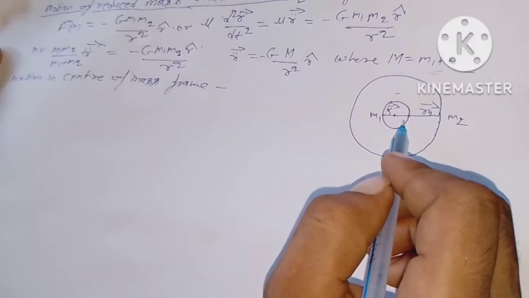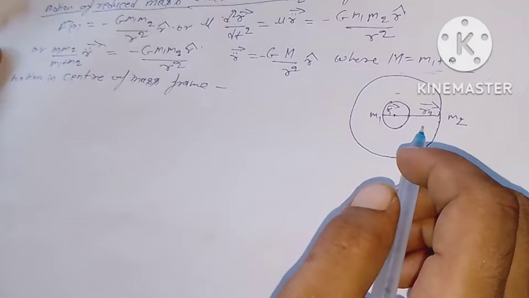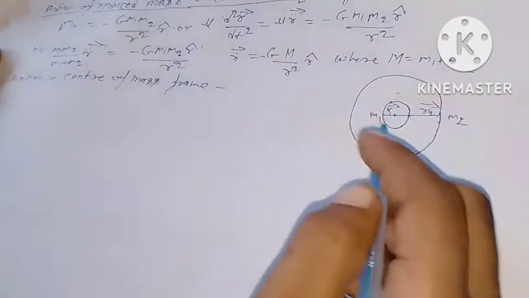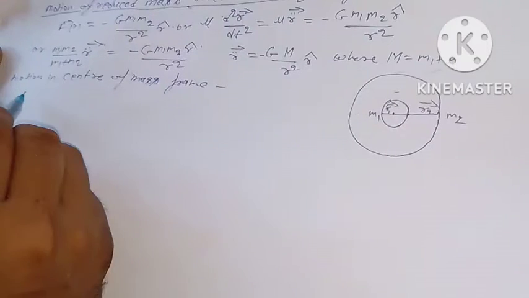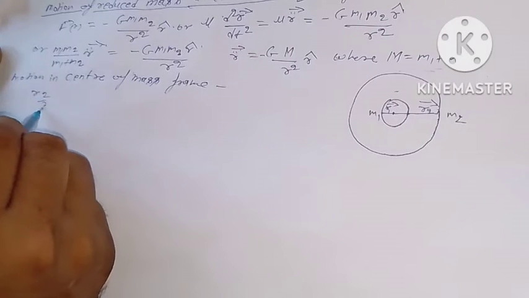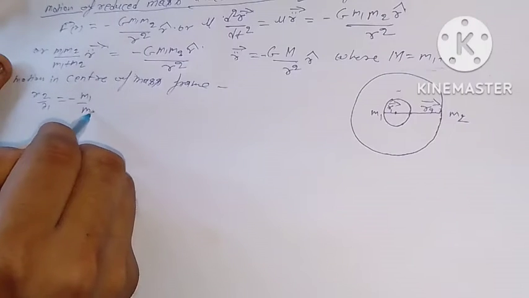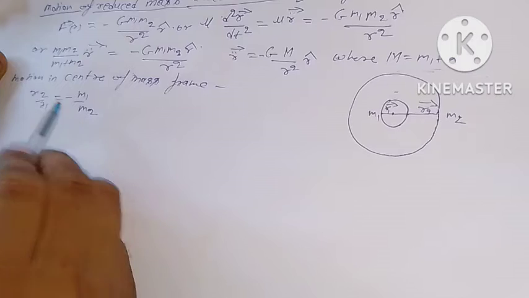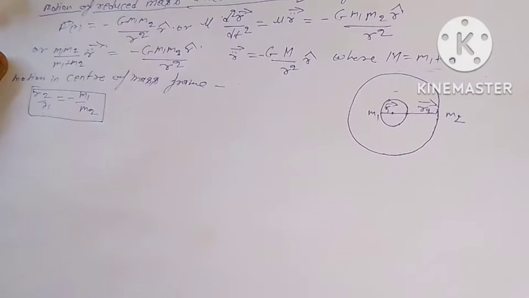Okay, the heavier mass describes a circle with the smaller radius and the lighter mass describes a circle with the larger radius, because R2 upon R1 equals minus M1 upon M2. Okay? R2 upon R1 equals minus M1 upon M2. Okay? Thank you.